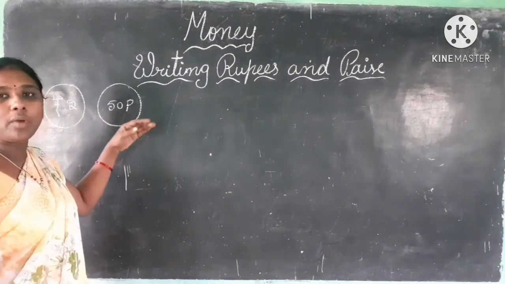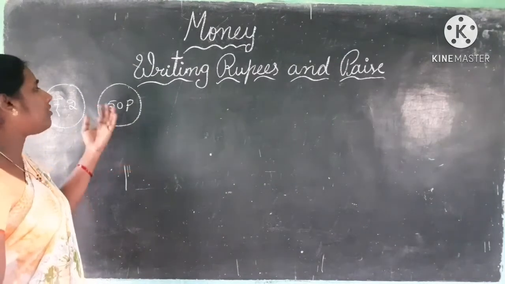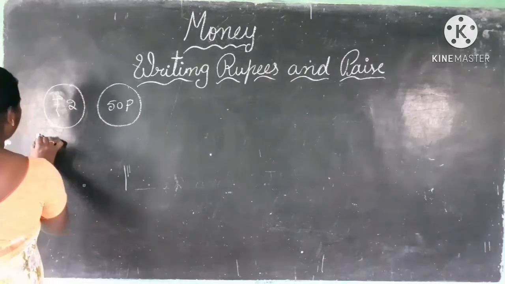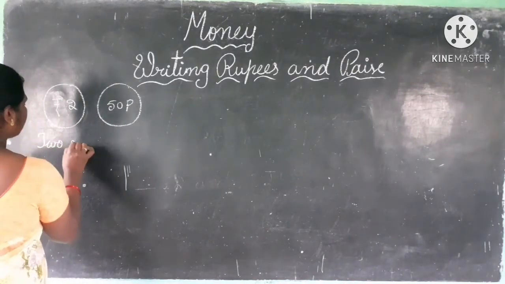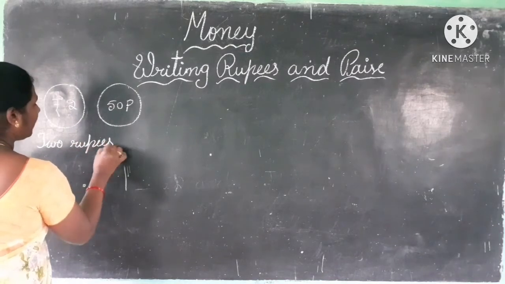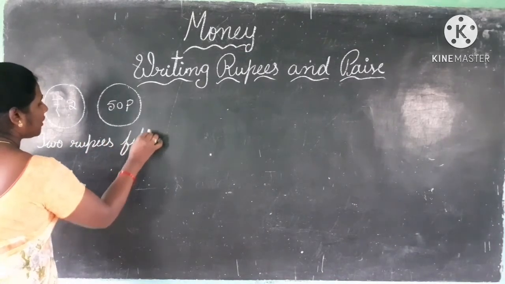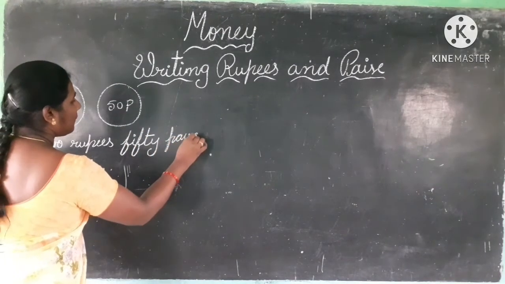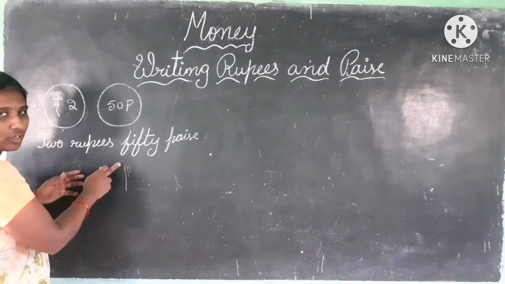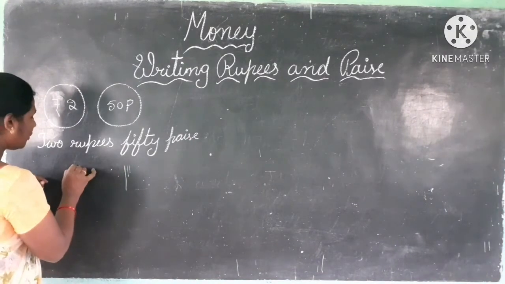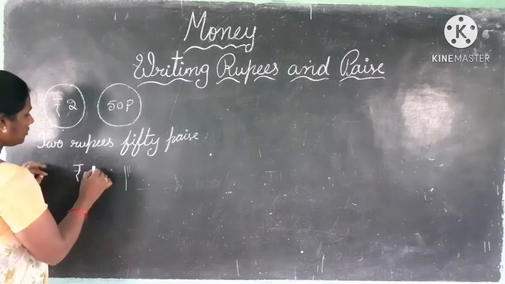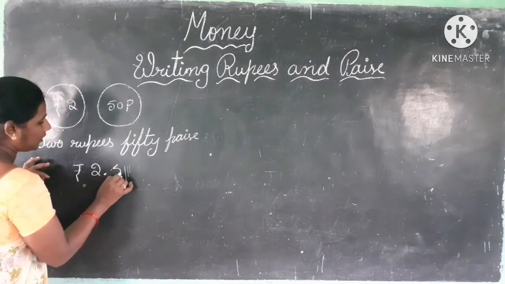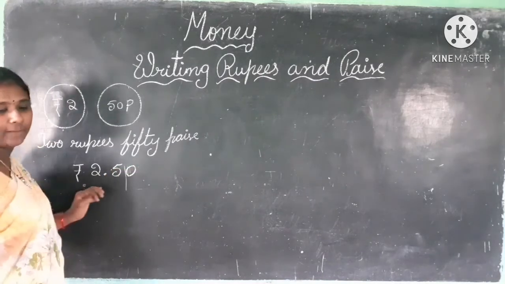We can write the given amount of money in words and figures. First, how should we write in words? It is 2 rupees 50 pies, so we write 2 rupees 50 pies. That is in words. How should we write in figures? Rupees 2, then a dot, and 50 pies.